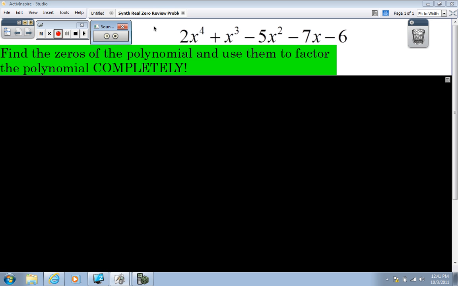Alright, so what we have to do here is we're just going to review one problem on finding the zeros of a polynomial and then using those to factor that polynomial completely. And so this will also go through a little synthetic division. So if you need a little help with that, this is the perfect problem.